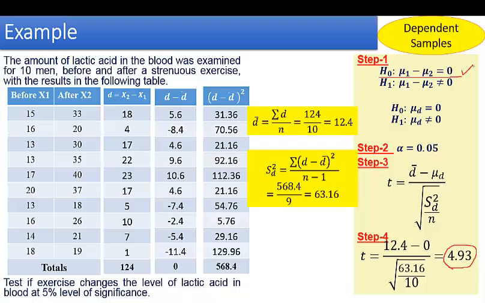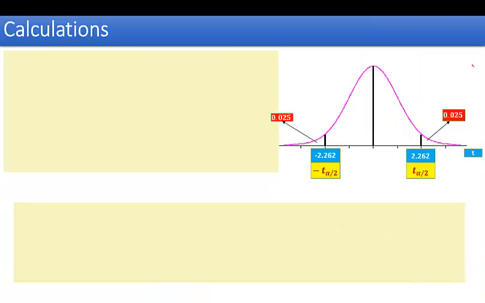How will we decide about the decision rule in this question? This graph is showing you that this is the two-tailed test. So alpha, which was specified at 5%, we will divide by 2 in order to get the probability for both the tails. Dividing alpha by 2, we get that 0.025 area will be in the left tail and the same 0.025 area on the right tail.